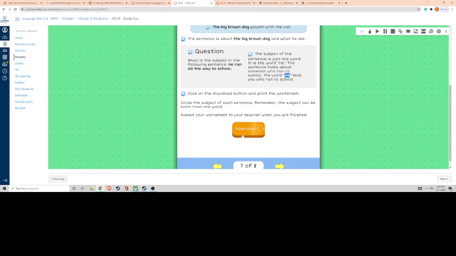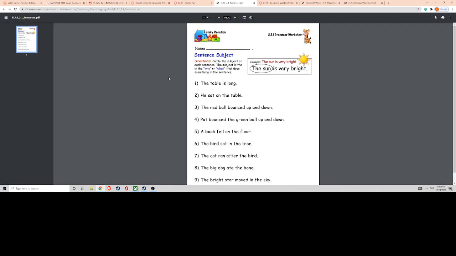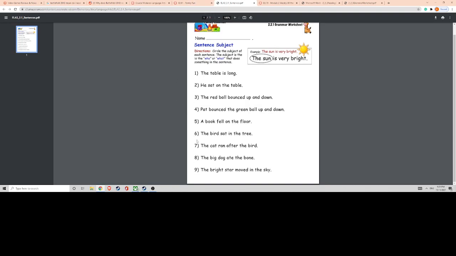So this is the first homework. After we learned about the subject, you have 9 sentences here. You have to read them first, and you have to circle the subject of each sentence. Remember, the subject is the who or what that does something in the sentence. I'll do for you 4 or 5, then you have to do them alone and you continue. So first you have to read them.